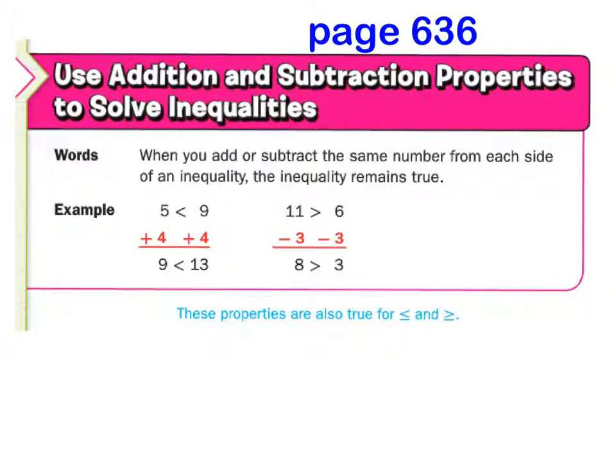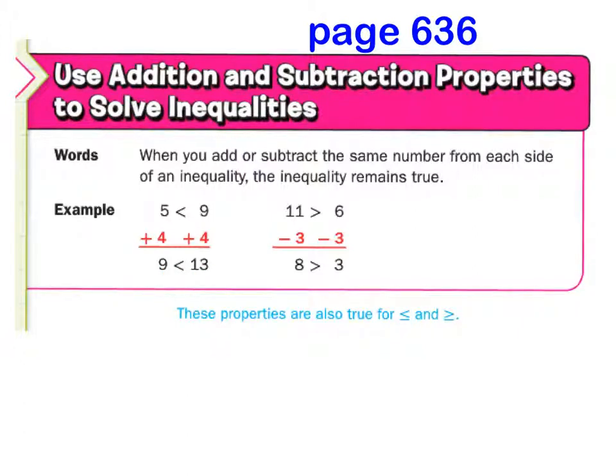So we have 5 is less than 9, which is an inequality because 5 and 9 are not equal to each other. Remember, the slashed equal sign means not. So if I decided to add 4 to the left side, I would have to add 4 to the right side. Then 5 plus 4 is 9, which is less than 9 plus 4, or 13. And that's a true statement. 9 is smaller than 13.